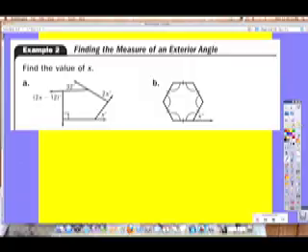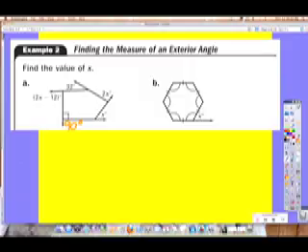So if we're trying to find the value of x, which formula do we want to use? Do we want to use each exterior, or do we want to do the sum of the exteriors? Yeah, let's add them all up. So sum of the exteriors, what should it always equal?